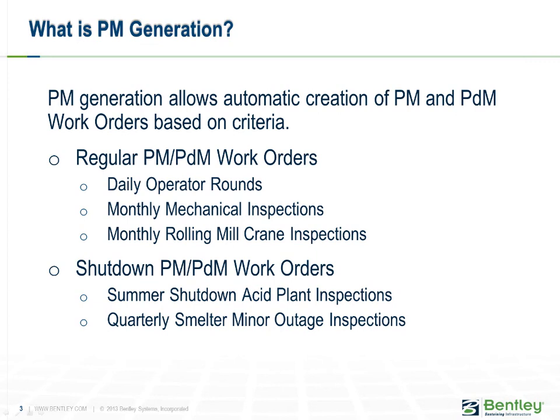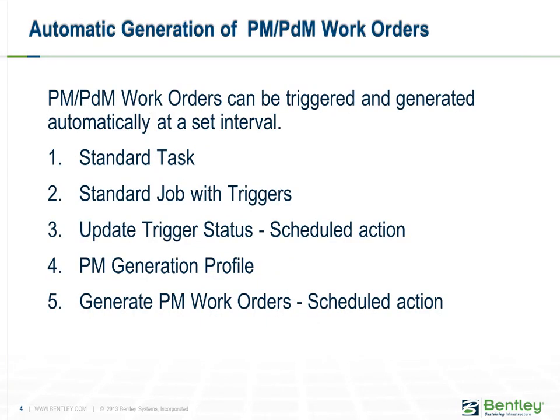This is not to say that these outages do not occur at a set frequency, but the dates and content of these shutdowns may vary. PM and PDM work orders can be triggered and generated automatically at a set interval. We need 5 things in APM for this to happen.